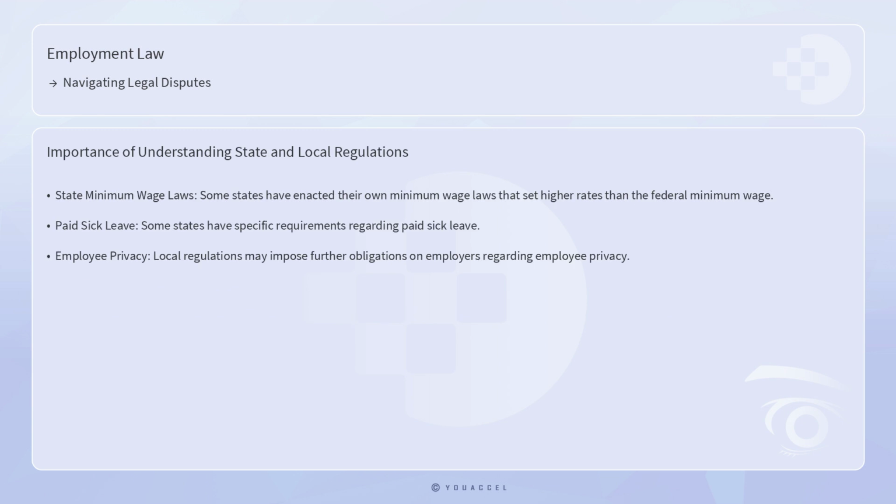In addition to federal laws, HR professionals must be aware of state and local regulations that may provide additional protections for employees or impose further obligations on employers. For example, some states have enacted their own minimum wage laws that set higher rates than the federal minimum wage, while others have specific requirements regarding paid sick leave or employee privacy. Staying informed about these regulations is crucial for ensuring compliance and mitigating the risk of legal disputes.